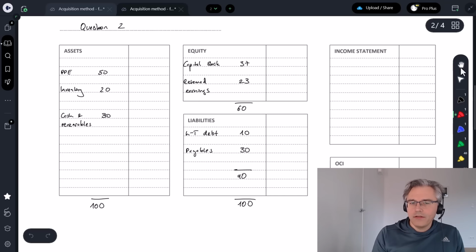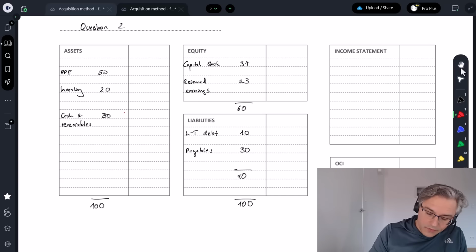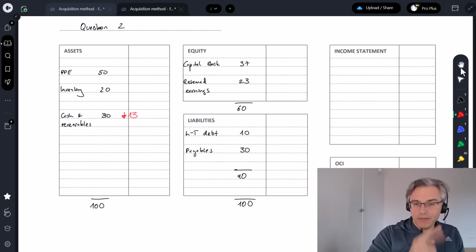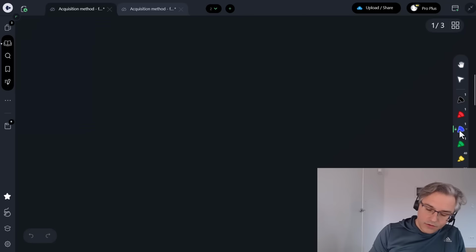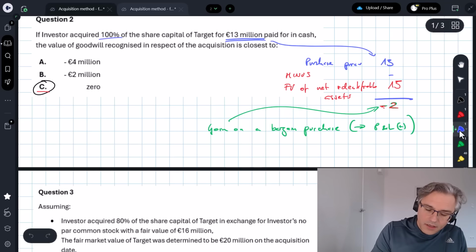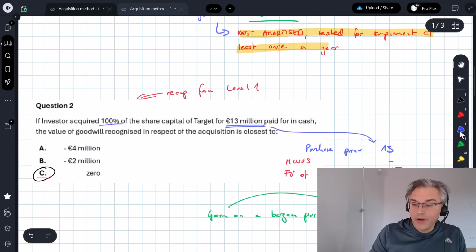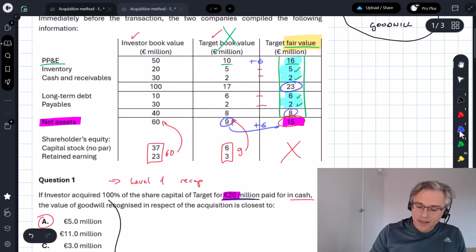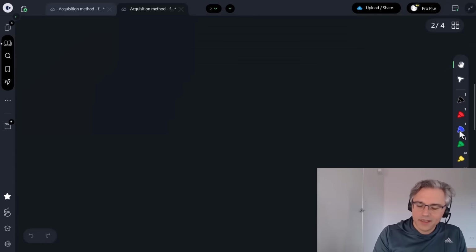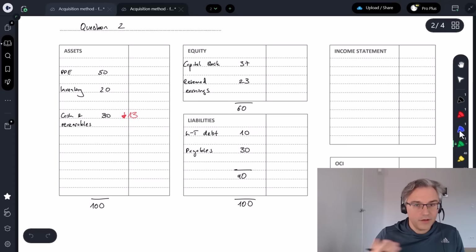What changes in question 2 is the purchase price. Only 13 million is paid for the subsidiary's shares. It's still 100% that we buy, but for a much lower price. It's a bargain price. Maybe the seller was pressed to sell and they accepted a much lower price. Good for us, the buyer.